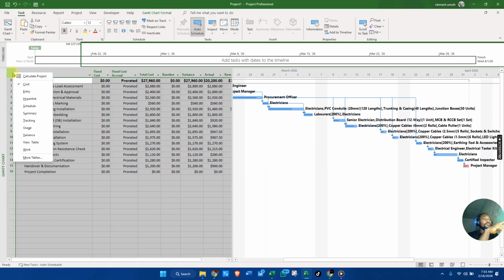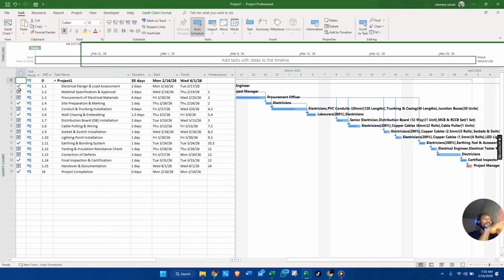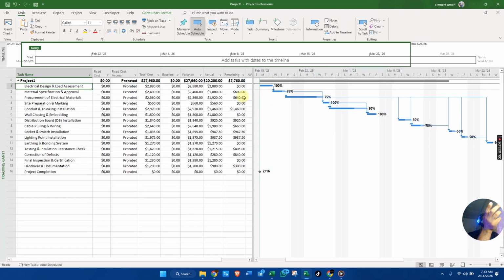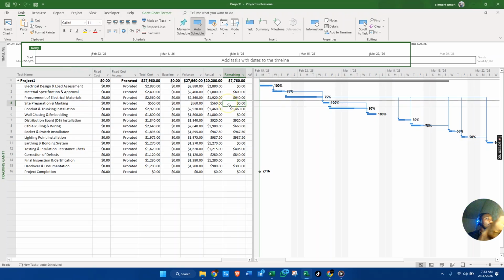I would have put it. Let's see. Okay, it's already these indicators here. These indicators are key. So basically, we finished 3 projects. I think this is what is showing us here. Let's look at the tracking. So we are done with electrical designs and load 100%. We are done with site preparation and marking 100%.